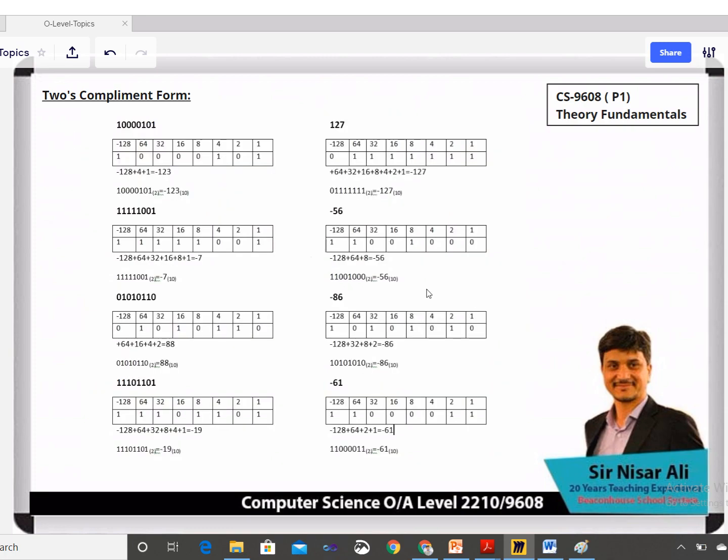So boys, these are the answers. I'm sure that you have attempted these questions, and you can see the answers of the given questions here. From here you can get a very clear idea about the 2's complement, and dealing with binary numbers, dealing with the denary number, positive and negative numbers, and using different methods. And this is the first method which I have told you at the start of my lesson.